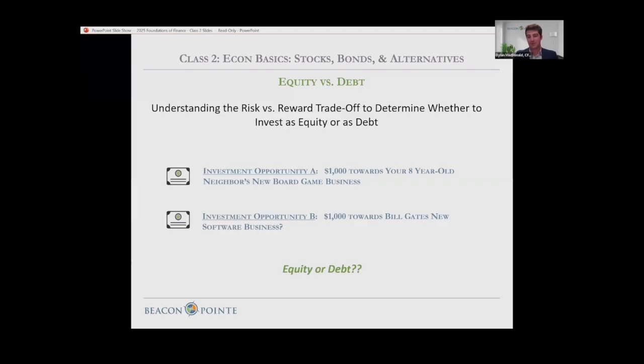So if you're faced with two different options for how to invest $1,000, which we've laid out here, investment opportunity A is being summarized by $1,000 that can be put towards your 8-year-old neighbor's new board game business, right? Now, as a provider of capital, the way I view this example is it really comes down to risk return. So $1,000 invested toward a board game business run by your 8-year-old neighbor, likely higher potential risk. I would only be willing to invest $1,000 and own potentially some equity in this business if I was very comfortable with my $1,000 going down to zero at the end of the day. This is more, in my eyes, a gamble than an investment.